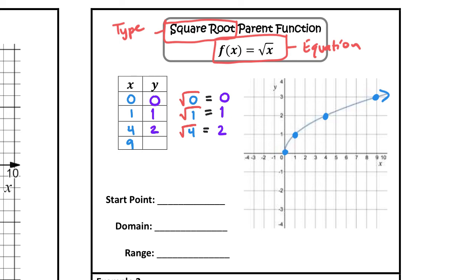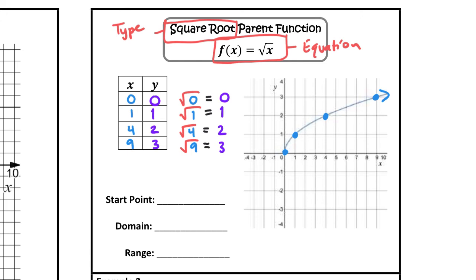Then we're going to square root the 9. And I hope you can see why we chose those numbers now, right? Because the x's that I chose, 0, 1, 4, 9, are all values that I can take the square root of. Okay? So these 4 points give you the shape of the graph, and so you would connect these key points to make this graph.